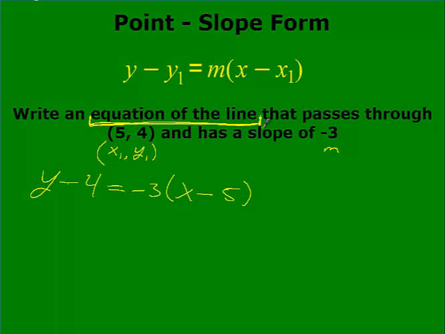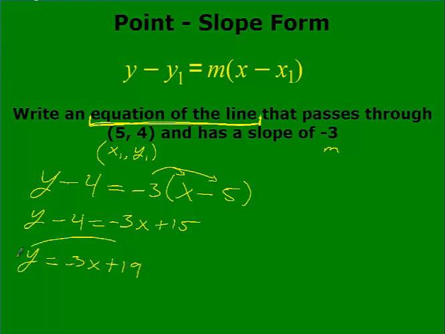Not yet. So in order to get the answer, I just want to get y by itself. Okay? So I'm going to distribute on the right, and I get y minus 4 equals negative 3x plus 15. Everybody good with that? Yes, no, maybe? So we're going to take the negative 3 times x, negative 3 times negative 5, right? So now how do I get y by itself? Add the 4. So y equals negative 3x plus 19.